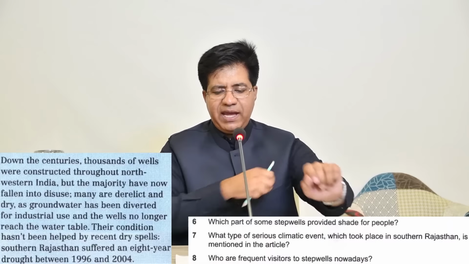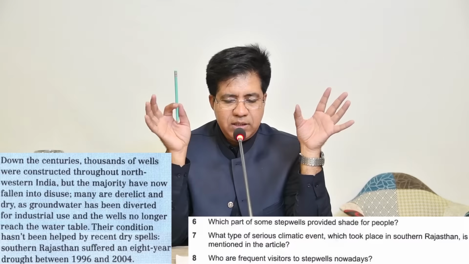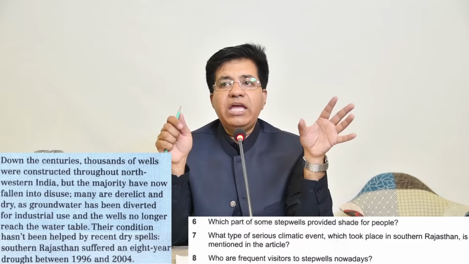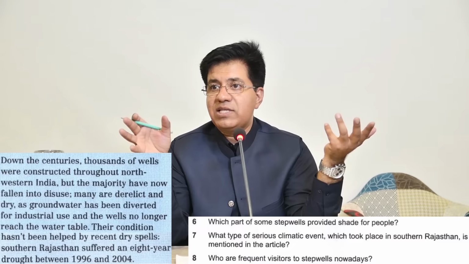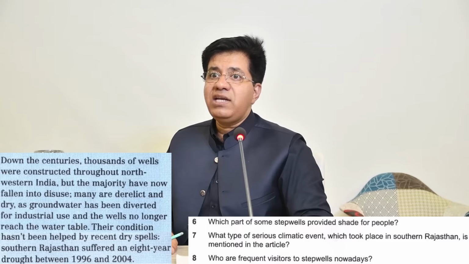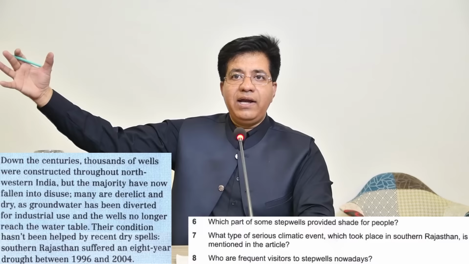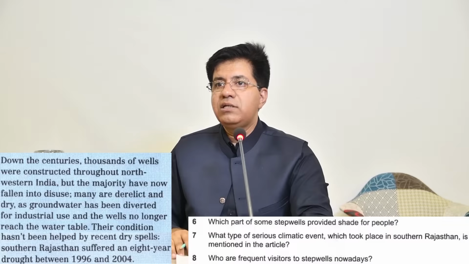Second page, first 2-3 lines. Southern Rajasthan suffered an 8-year drought. Now, if you don't know what drought is, you cannot find the answer. It's just dryness, a dry spell when it doesn't rain for many years. So, climatic event, drought. Now, can you see how they are rewording? They use the word climatic event, and for climatic event, they use the word drought. Okay, answer is drought.